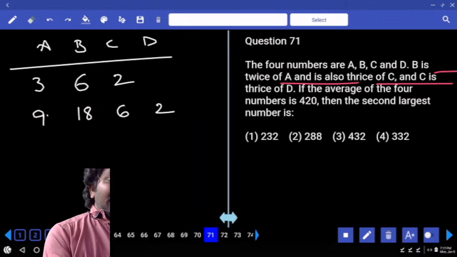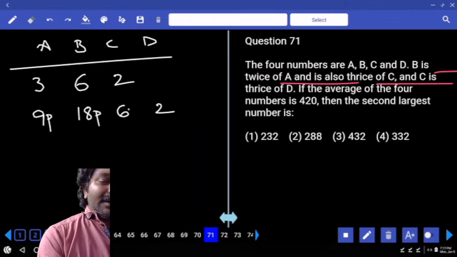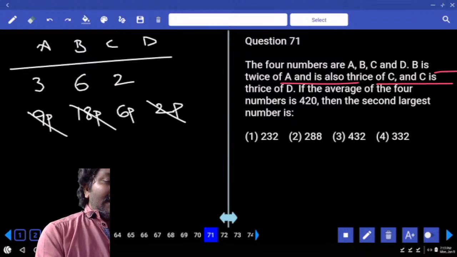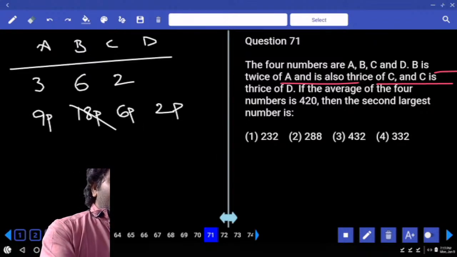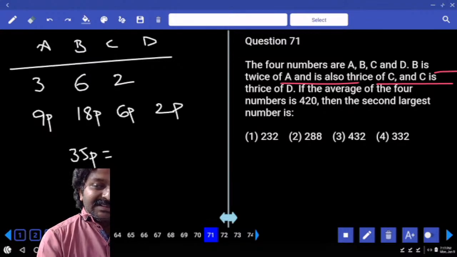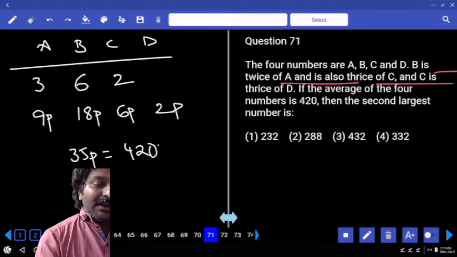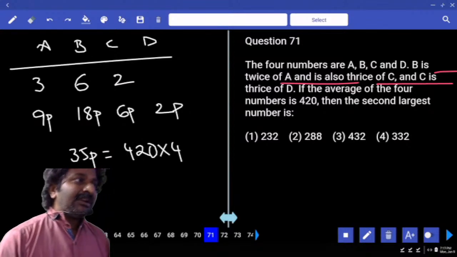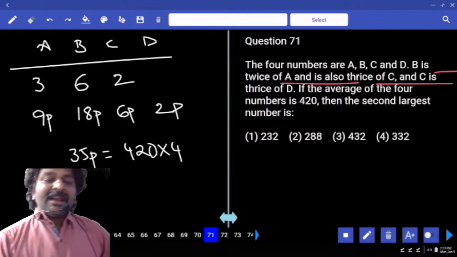Sum of all the numbers in terms of number of parts. 18 parts plus 2, 20. 9 plus 6, 15. Total 35. 35 parts is equal to 420 into 4. 420 was average.